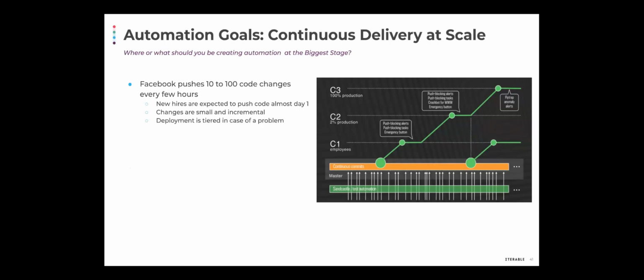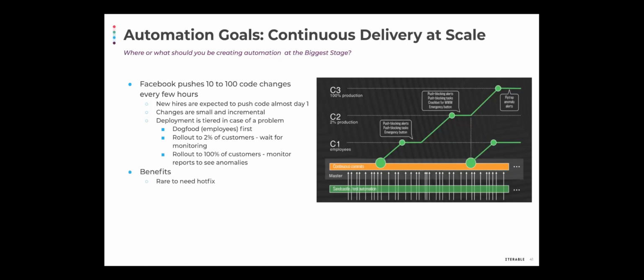Changes are small and incremental. Deployment is tiered in case of a problem. So they push to their employees first, then they roll out to 2%, and then to 100%. They monitor and test at each stage to make sure everything works well. The benefit of this is it's rare to need a hotfix. Code is constantly coming out.